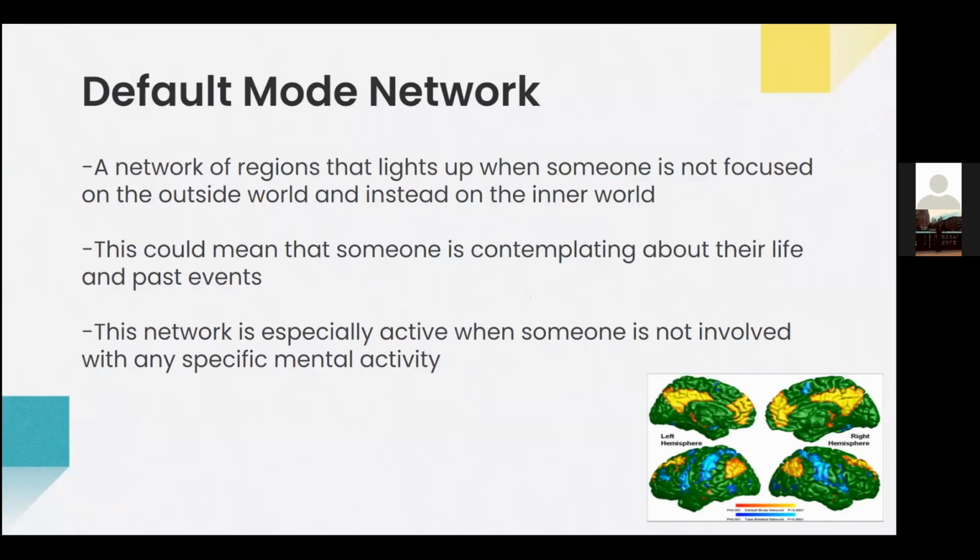That means that, for example, someone is sitting at a doctor's office and they're thinking about what they're going to eat for dinner. But if someone is doing a math problem or something, the default mode network would not be responsible for that because they're doing a specific task. The default mode network is more when someone's just thinking about their life and their life purpose in general. And this network is especially active when someone's not involved in any specific mental activity, like I said.